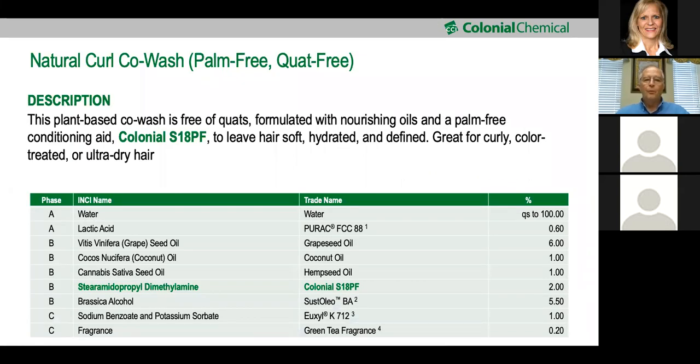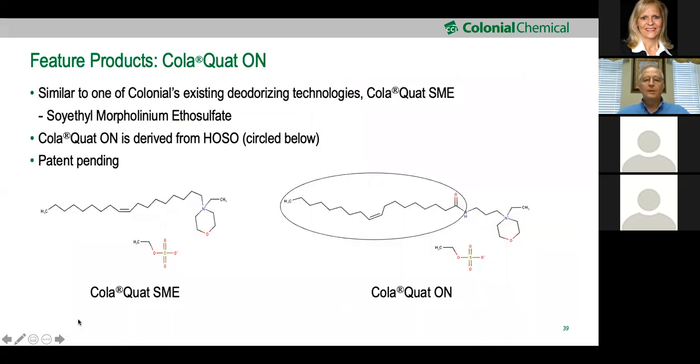So this formula, before we leave this conditioning aid, is just a good example of how you would use stearamidopropyl dimethylamine. Here's a curl co-wash. This could be used in between shampooings to kind of keep your hair conditioned, soft, hydrated. And this is for people that don't necessarily want to wash their hair a lot and still have some good conditioning of their hair in between rigorous shampooing. So, good example there. The next material we're going to talk about is in the area of odor reduction.